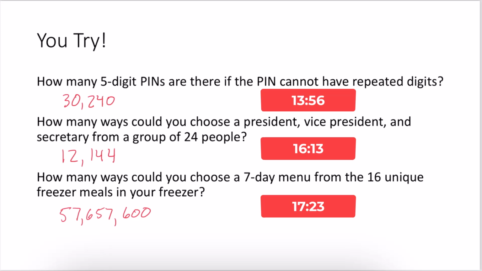If you got anything different, you can skip forward to the timestamp shown on the screen to see how I solved them. And if you got the same numbers as me, great job, and you can stop watching the video here.